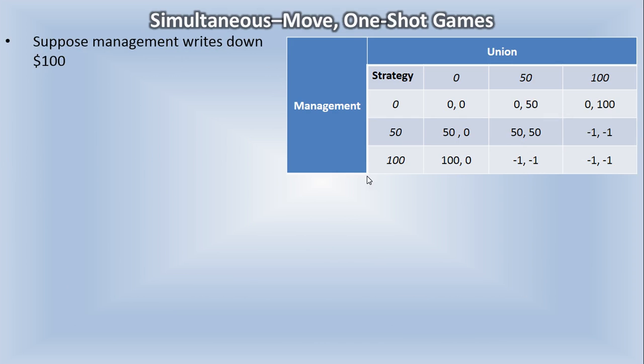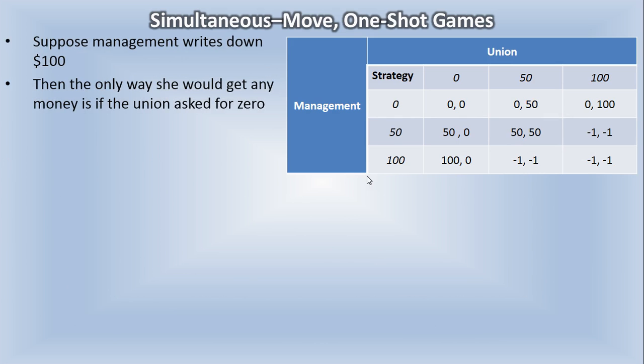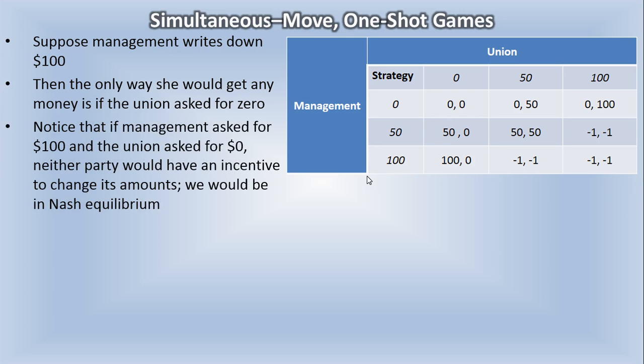Suppose management writes down 100. Then the only way she would get any money is if the union were to ask for 0. Because again, if the union asks for 50, that takes you over the $100, which means they both lose. And if the union writes 100, same thing. Notice that if management asks for $100 and the union asks for 0, neither party would have any incentive to change its amounts. We would be at a Nash equilibrium.